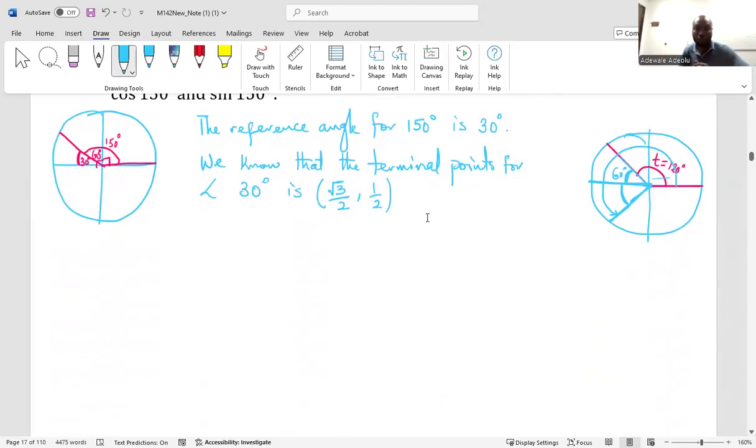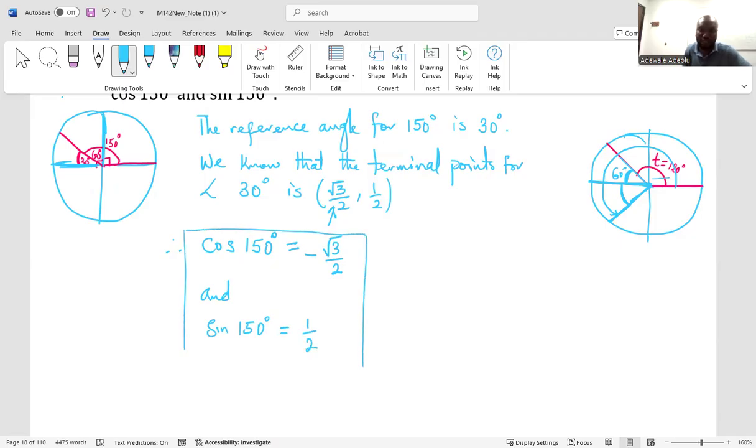Now, all you need to do is to say cosine, therefore, cosine of 150 degrees is going to take this value, but the sine, just come back here. Come back to the angle. Our x there is negative, so it's going to be negative. And sine of 150 degrees is, for sine, y is positive here, so it remains 1/2. So that is our answer.